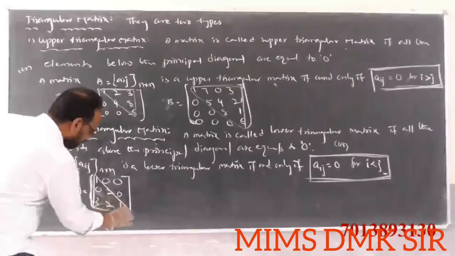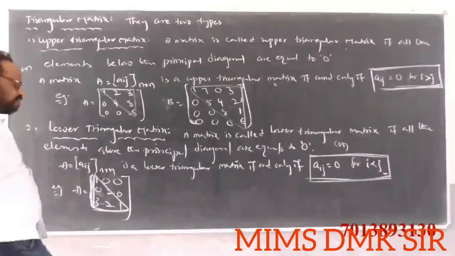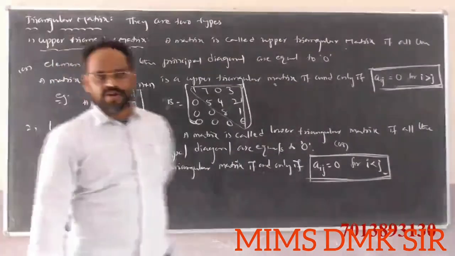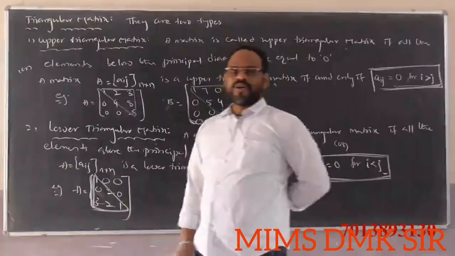Lower triangular matrix. Here also it will form one triangle, that is the lower triangular matrix. Observe here, it will form one triangle. So this is a lower triangular matrix.